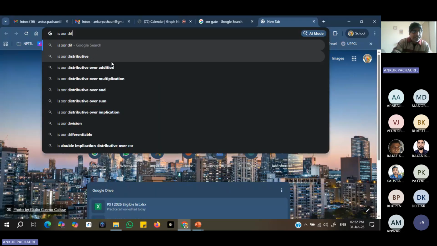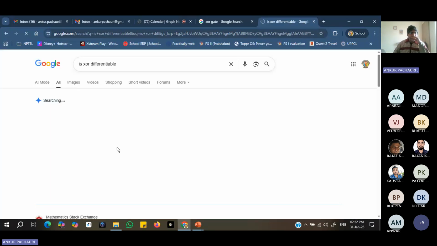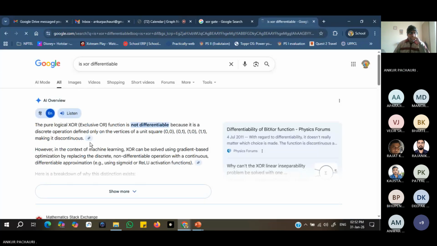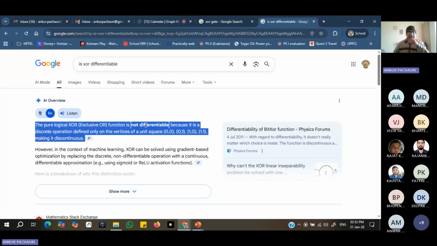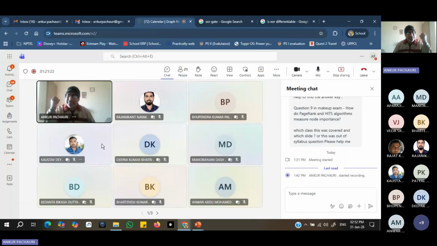Okay, let me check. Is the XOR function differentiable? Oh, pure logical XOR is not differentiable. So whoever answered this, I have not even thought of this. Okay, thanks for clicking this point.